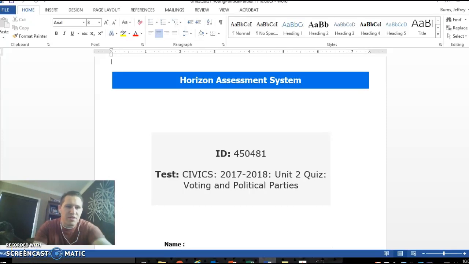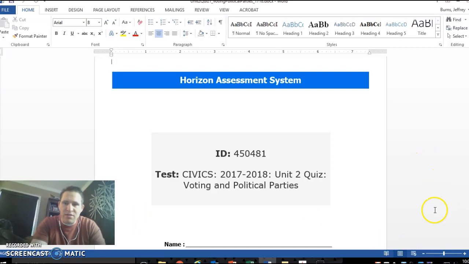Hey, it's Mr. Burns here, coming at you from my house, and we're going to look at the tough ones from the first quiz from this unit, the voting and political parties, which you took right after Columbus Day with Mr. Kwatnowski. I want to look at some of the tough ones because this will be a good little review for you for your test, which is coming up later in the week.